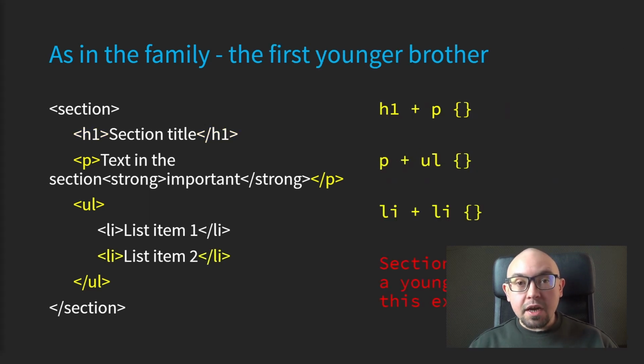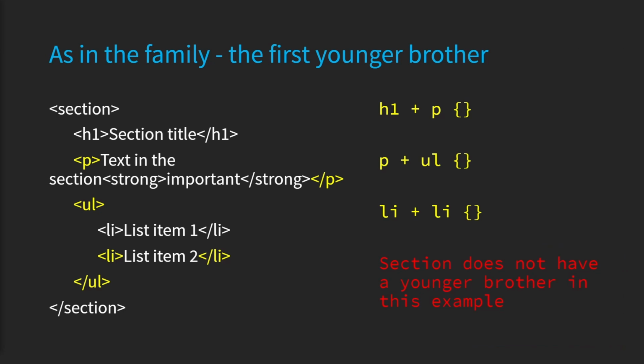Let's add another way to refer to a specific element. In this case, the first younger brother. When we talk about the brother in CSS, we mean the parallel element. So with the plus sign in CSS, we mark the first parallel element, and only the first one, not another one or any other. That is why it is called the first younger brother.